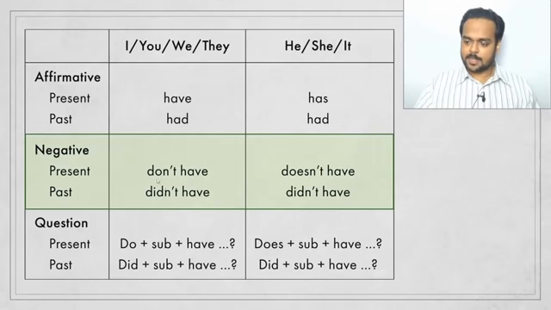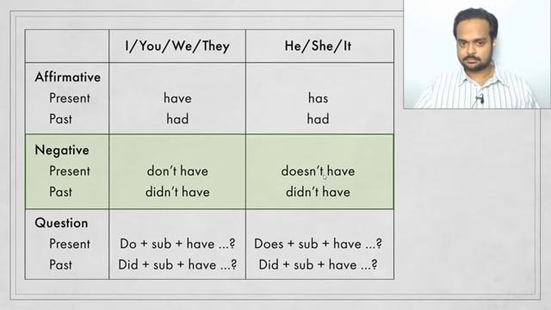So we see here that in the present tense, to make negatives, we use don't have if the subject is I, you, we, they, or any plural. If the subject is he, she, or it, or any singular noun, then we use doesn't have.